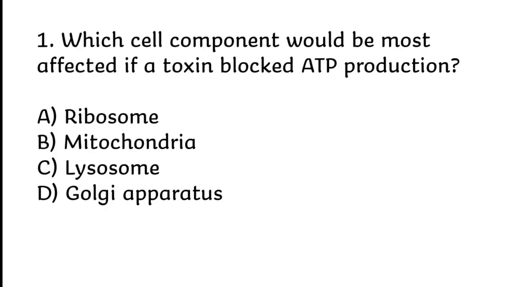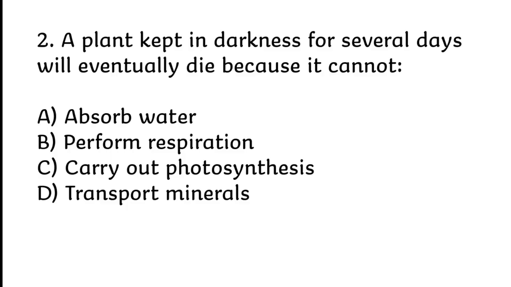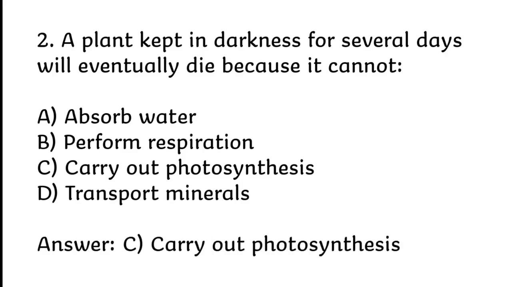Which cell component would be most affected if a toxin blocked ATP production? Correct answer is mitochondria. A plant kept in darkness for several days will eventually die because it cannot. Correct answer is carry out photosynthesis.